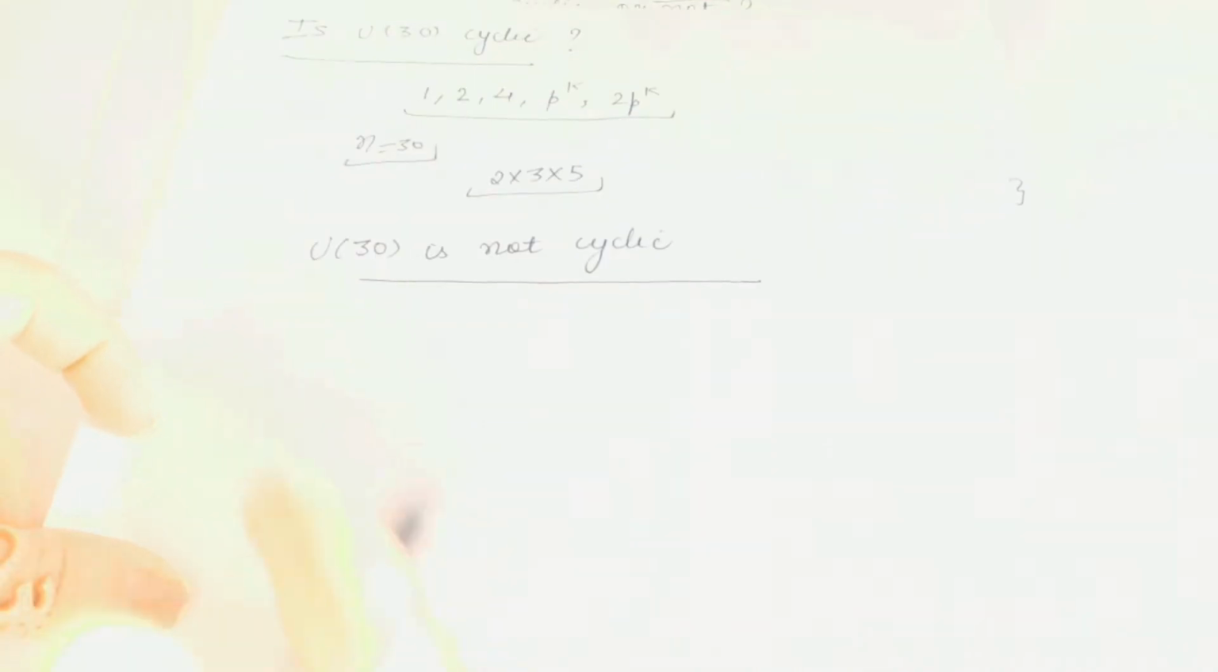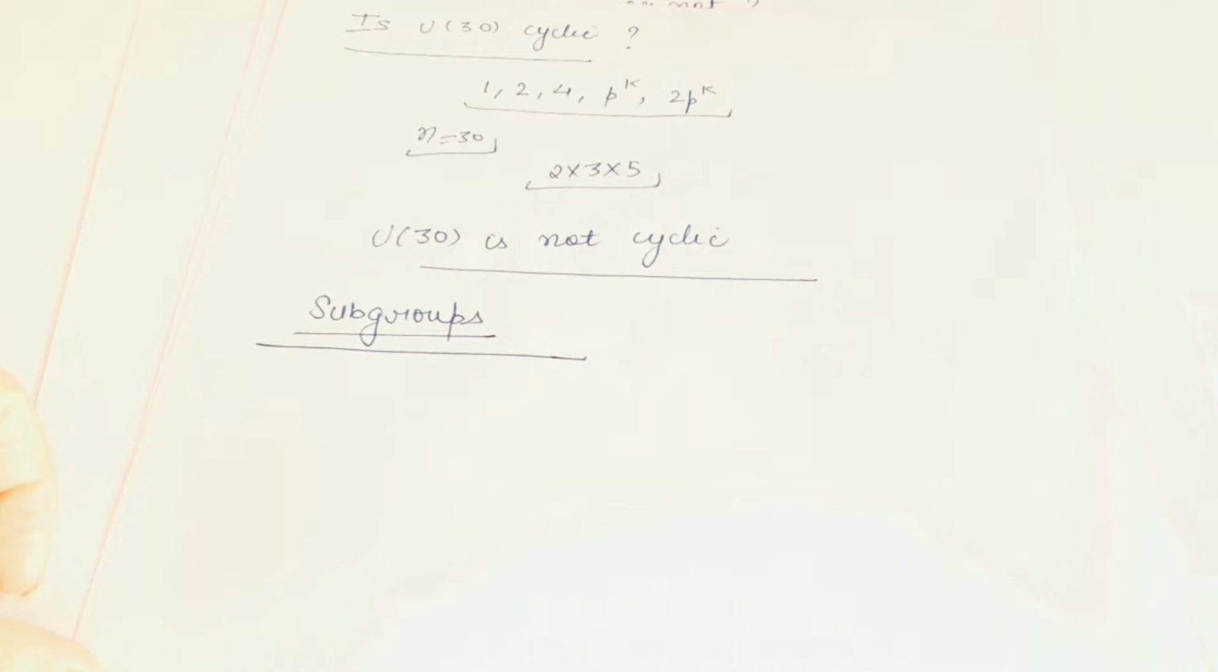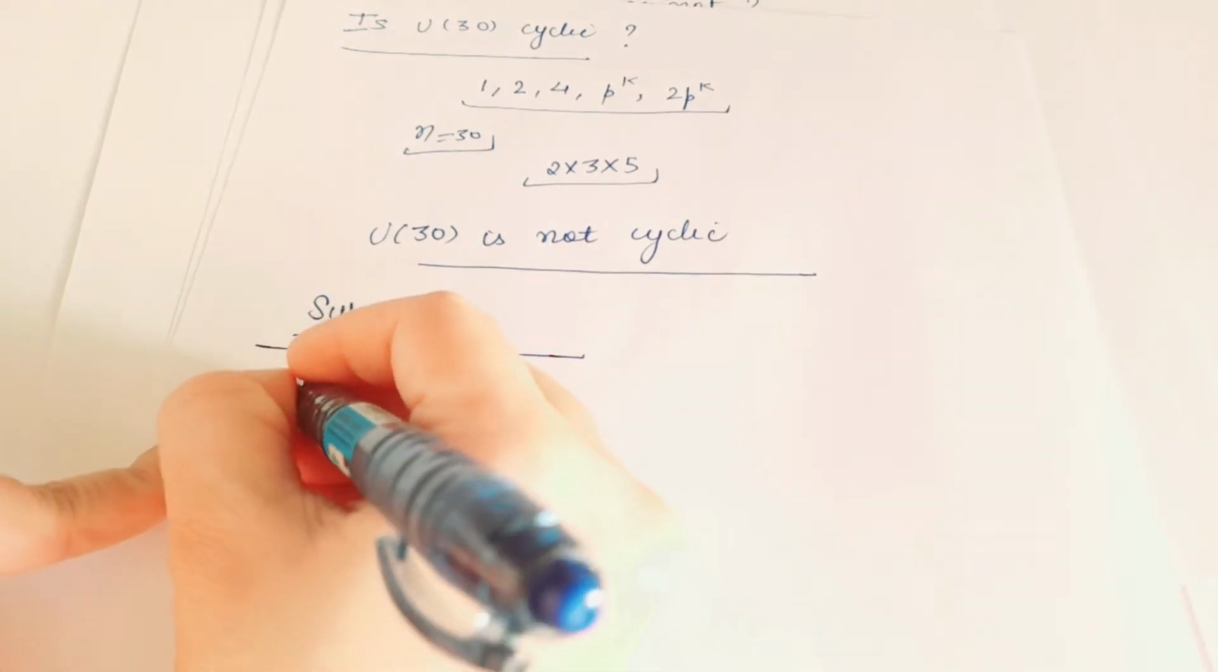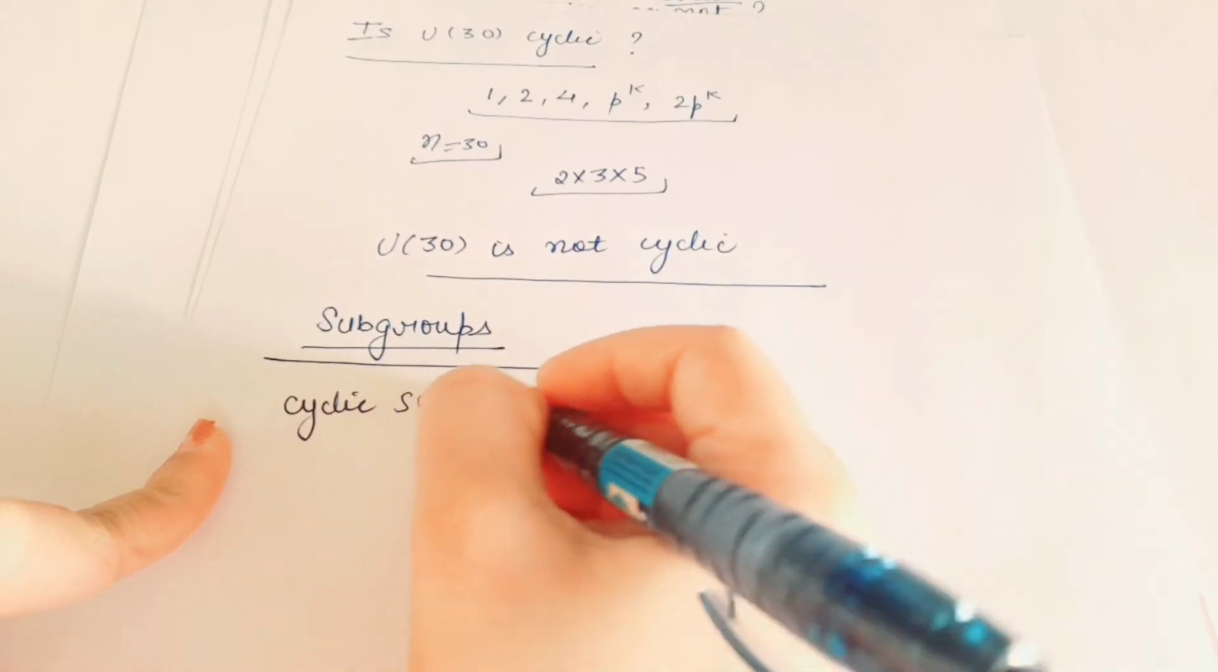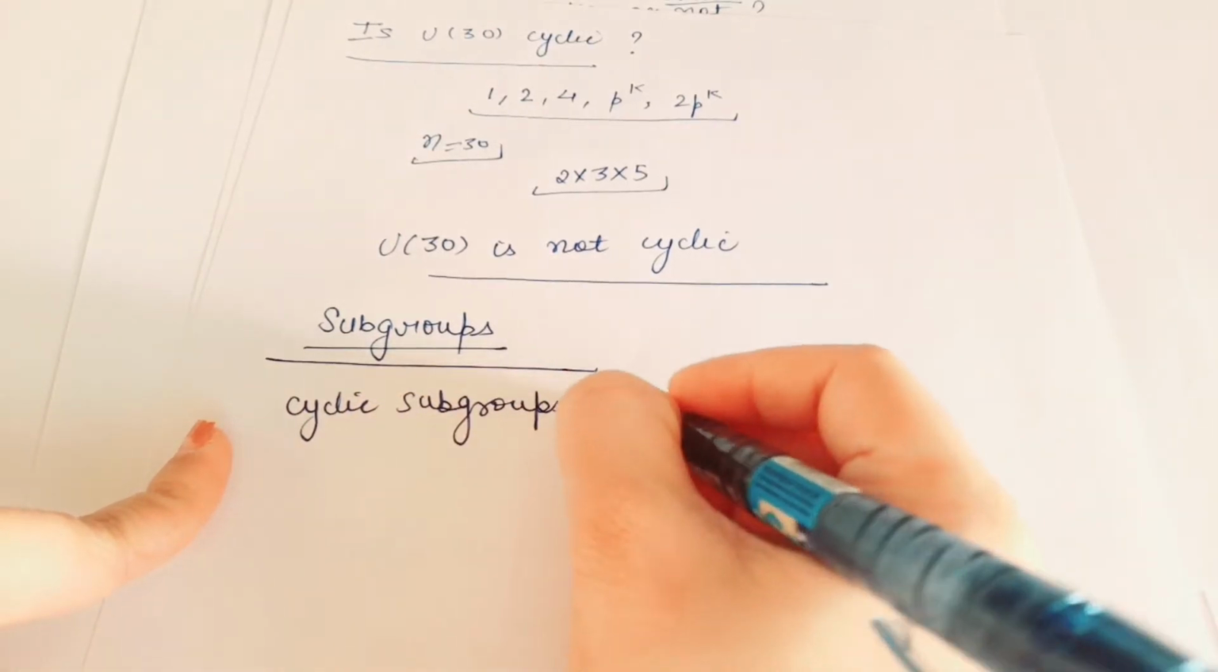When we make subgroups, or cyclic subgroups, we will also see the order of the elements, and later I will tell you why we need to see the order of elements. First of all we will continue with cyclic subgroups of U30.